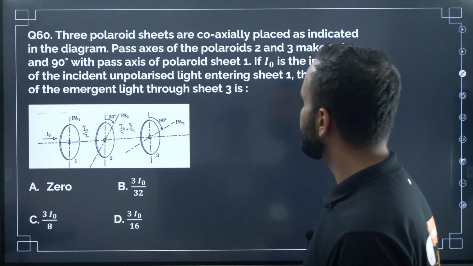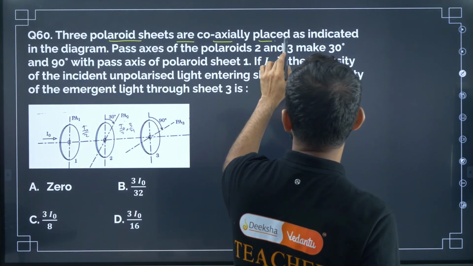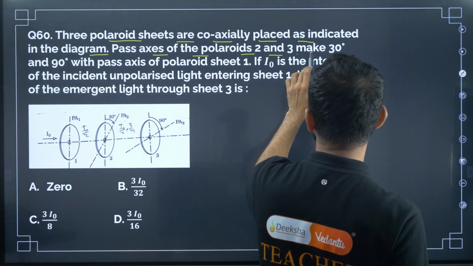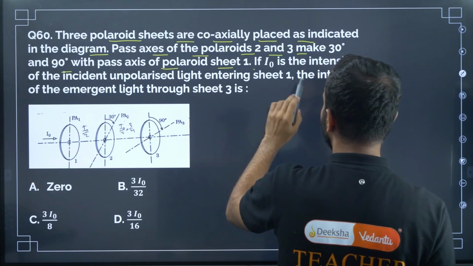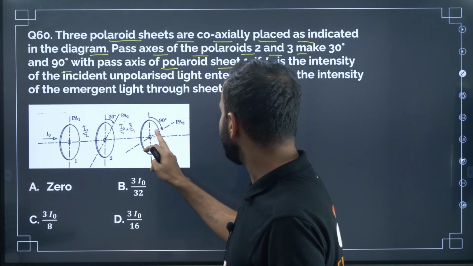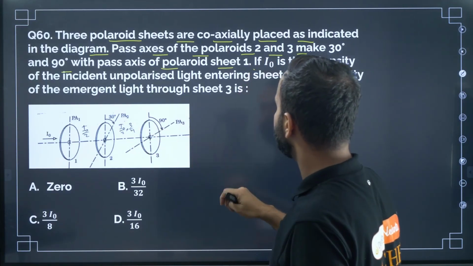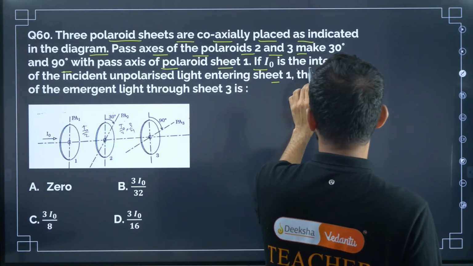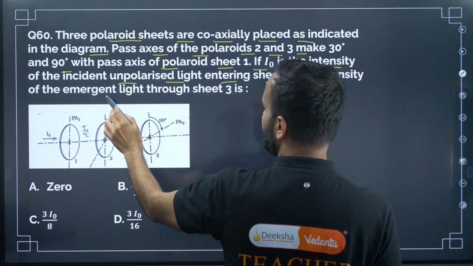Okay, and next question, question number 60, and the last question. 3 Polaroid sheets are coaxially placed as indicated in the diagram. Pass axes of the polaroids 2 and 3 make 30° and 90° with the pass axis of polaroid sheet 1. Okay, so this is polaroid 1, and the second and third polaroids make angles 30° and 90° with the pass axis 1, right? If I naught is the intensity of the incident polarized light entering sheet 1, the intensity of the emergent light through sheet 3 is?